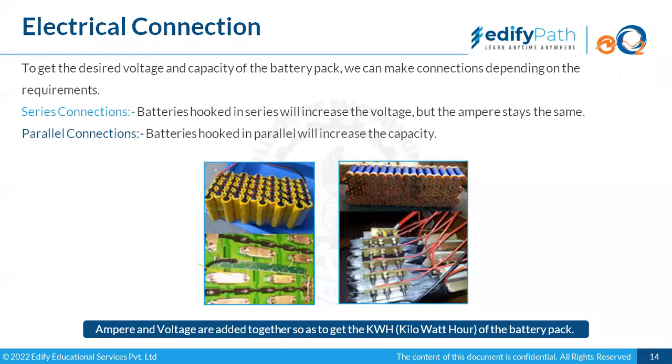Limitations: the smallest unit, the cell, is available only in a particular Ah and a particular nominal voltage. So batteries also are normally found in multiples of that, say 24 volt, 36 volt, 48 volt, 60 volt, 72 volt. That is the nominal voltage we find in vehicles and batteries, because of the availability of the cell. They are standardly available in a particular nominal voltage and Ah level, so we are mostly dependent upon them.